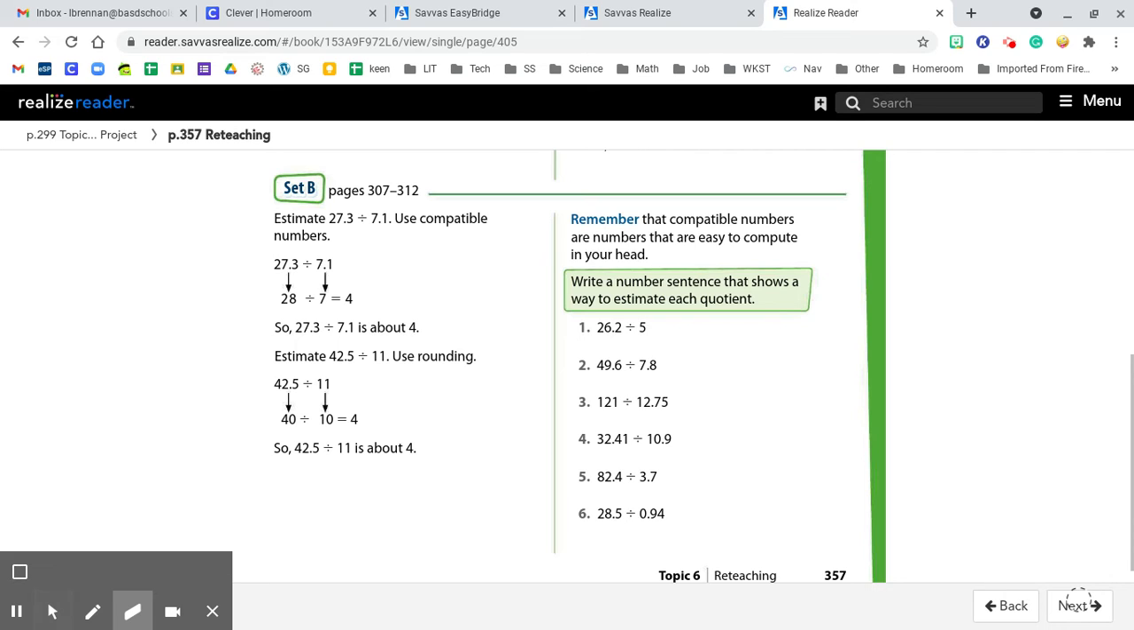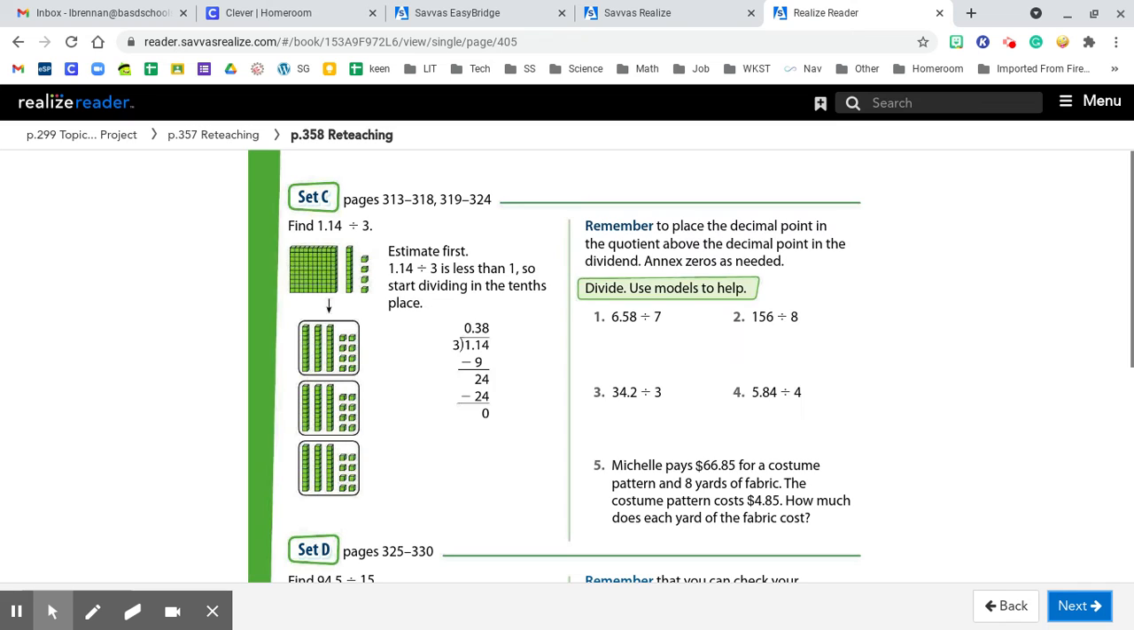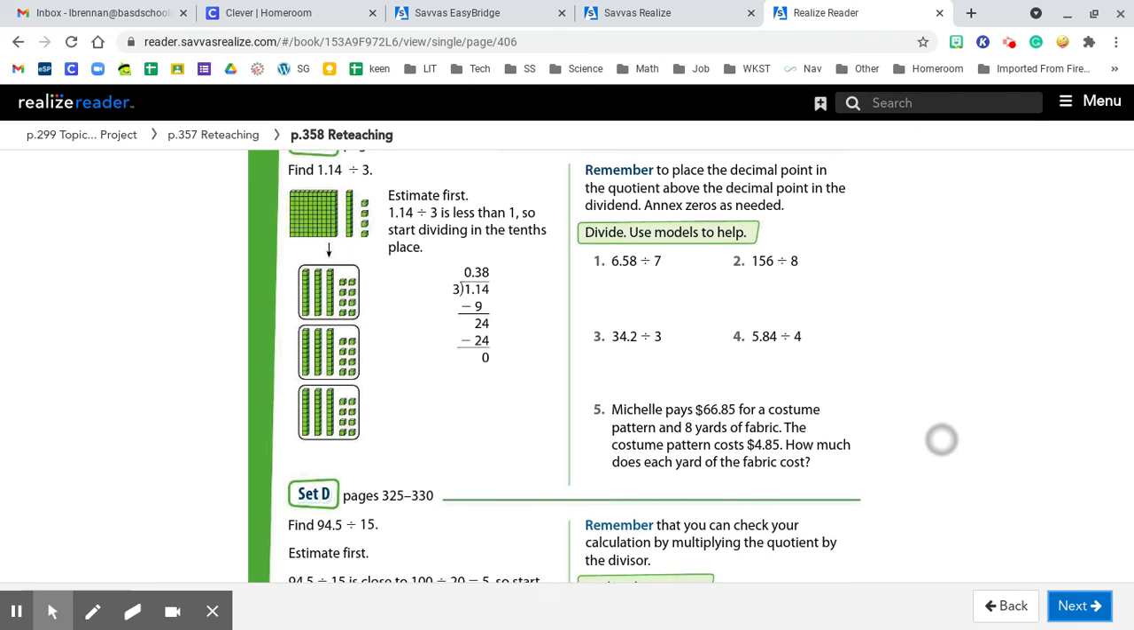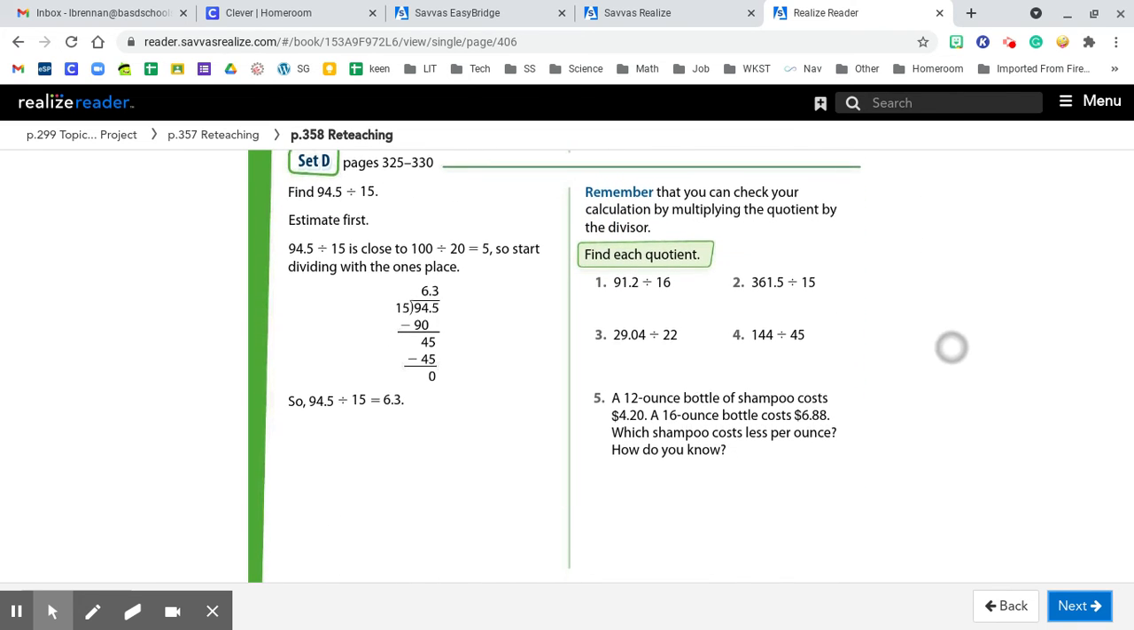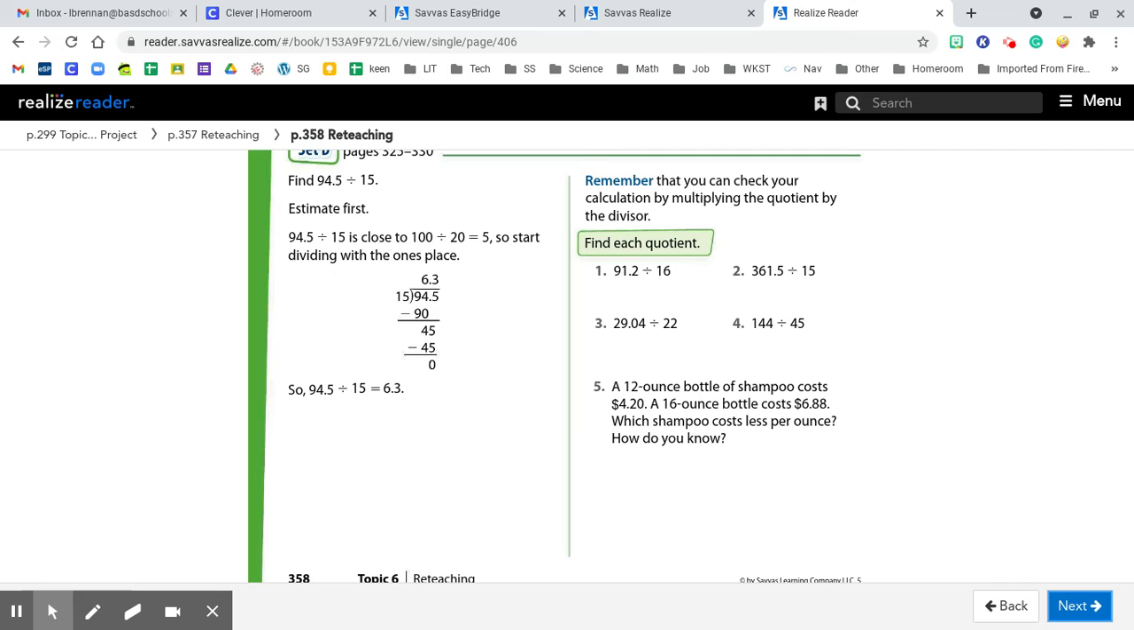Let's get to the next lesson. So we did set A and set B. I am not doing set C. That was optional. Set D, again, you can check by multiplying or dividing when I find the quotient. So I'm just doing regular division on here.